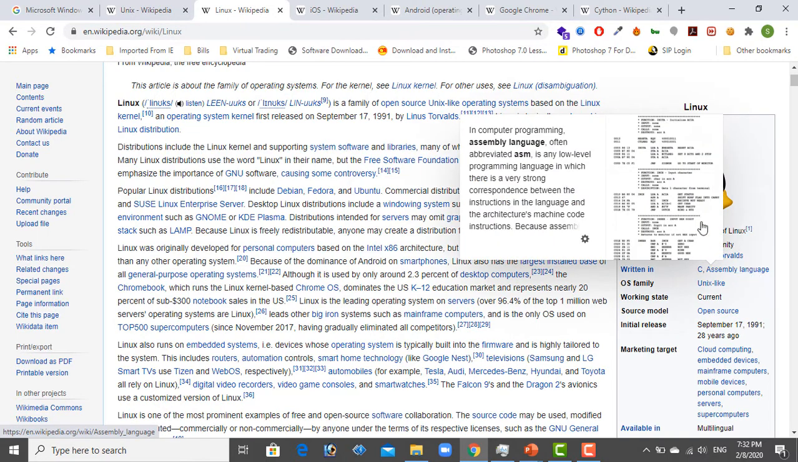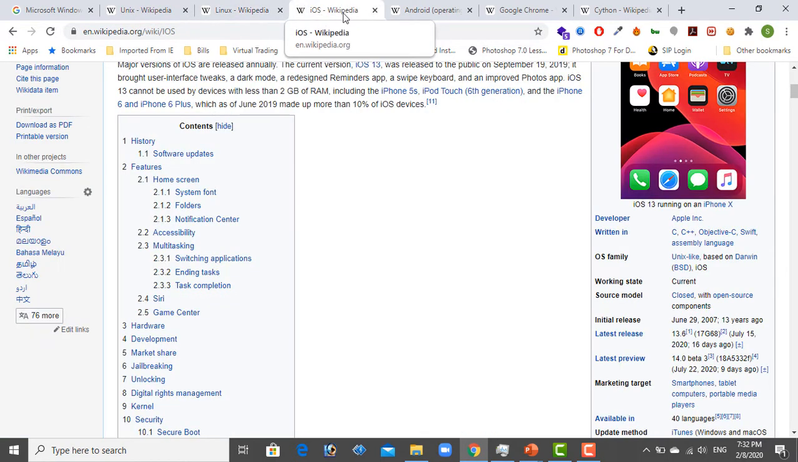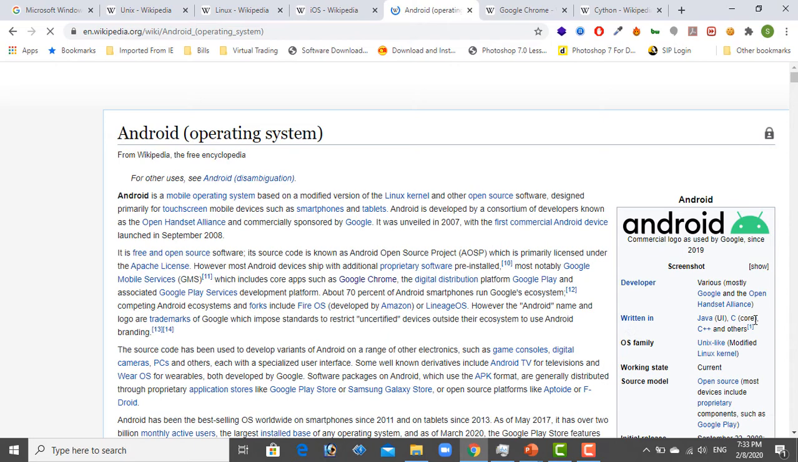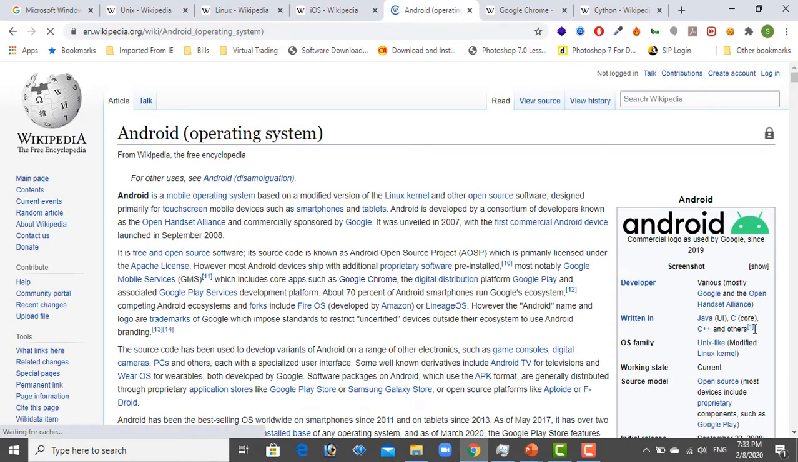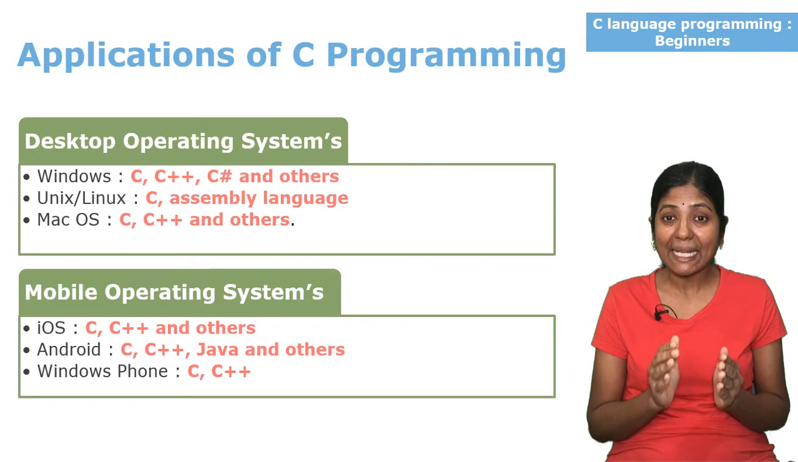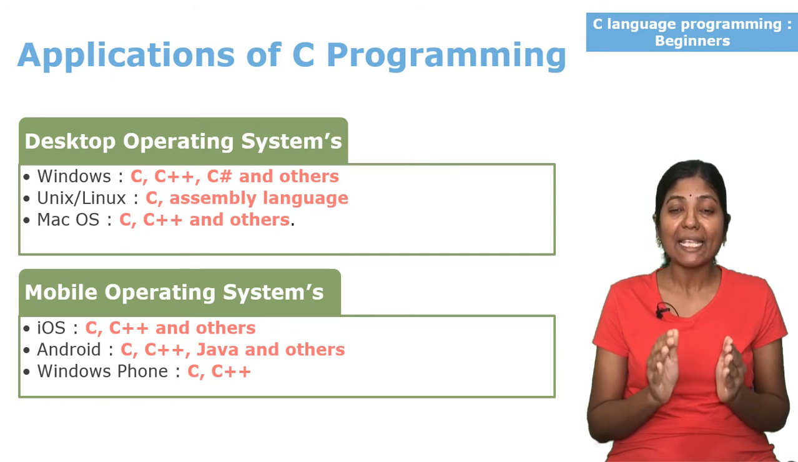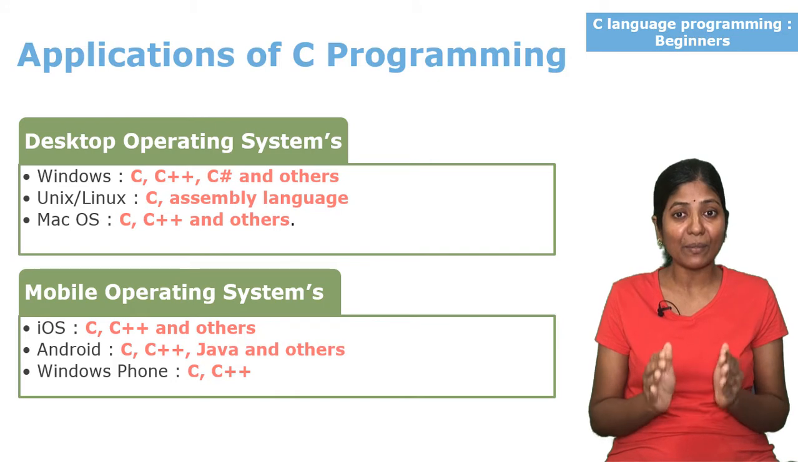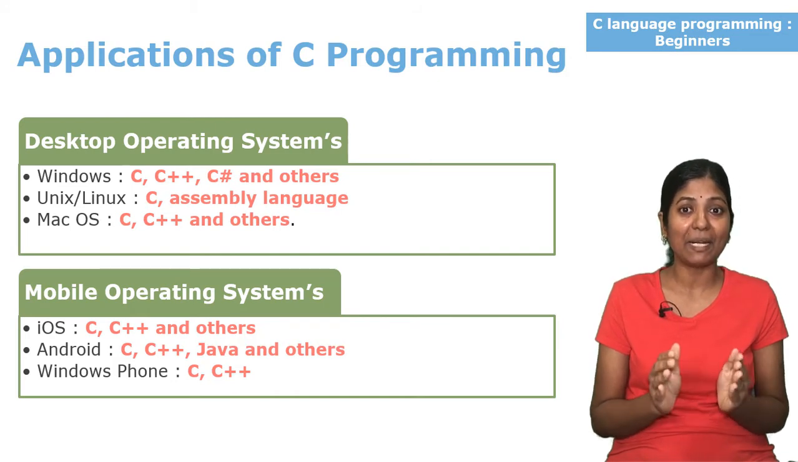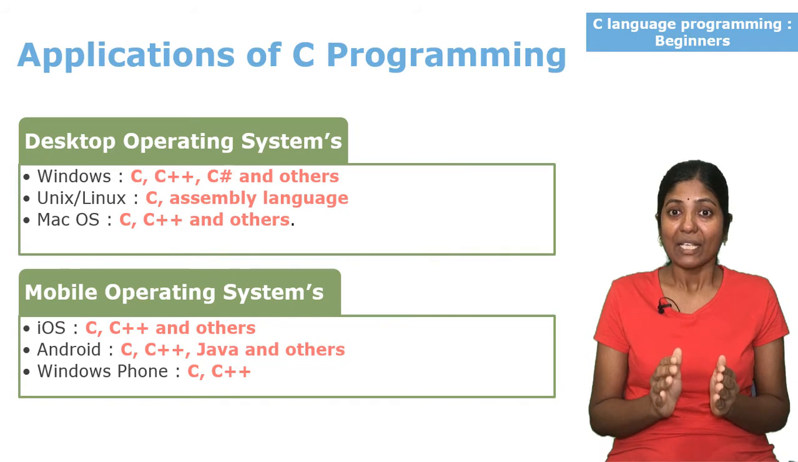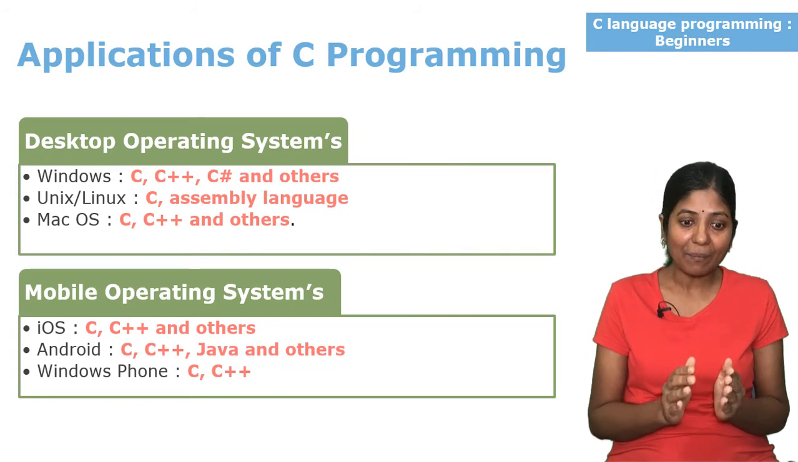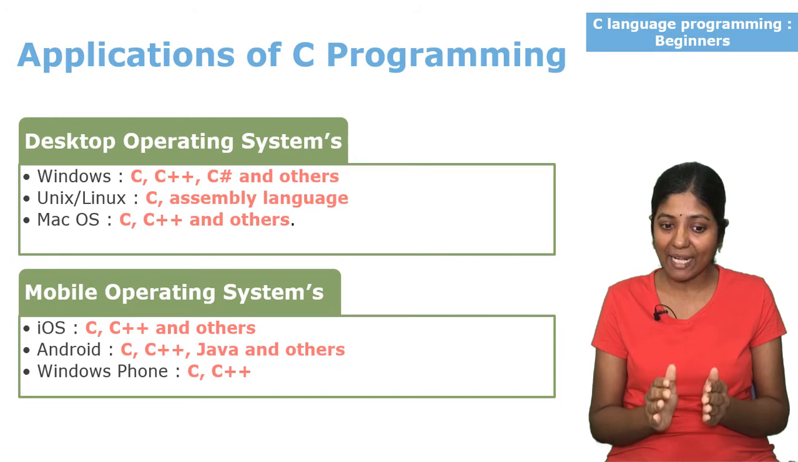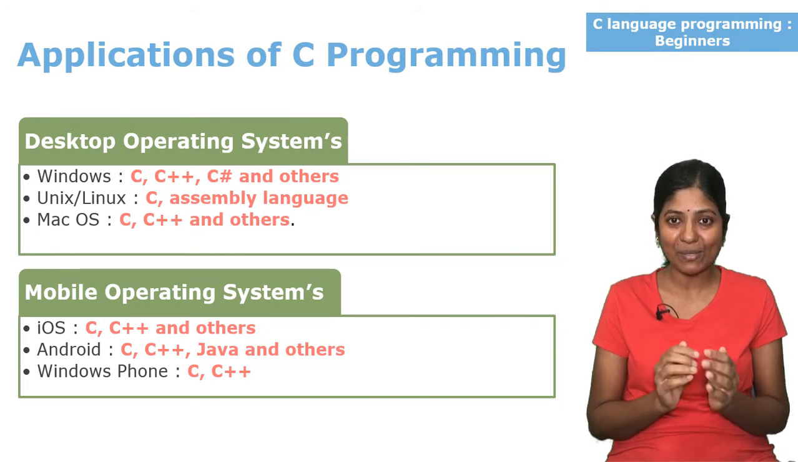Let's go and check the mobile operating systems as well. iOS operating system, it was written in C, C++, Objective-C and so on. Let's go and check Android operating system. It was written in Java, C, C++ and others. One more thing we should note here is that to develop any software, maybe they will use one programming language or they may use multiple programming languages. So, using C programming, we can develop desktop operating systems as well as mobile operating systems also.